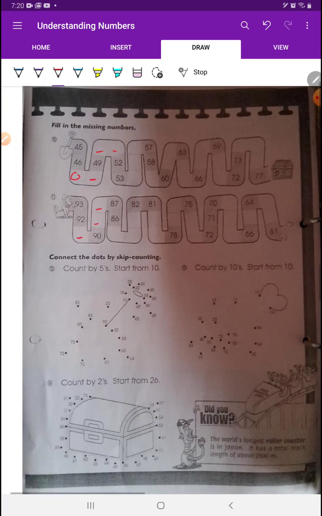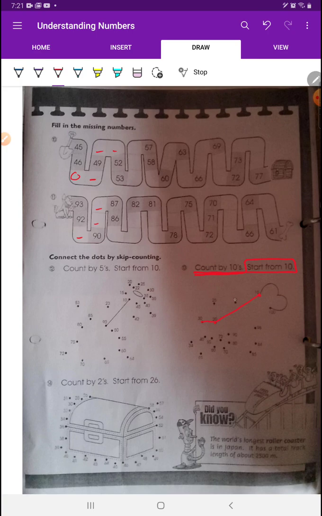Now this last one here, this is the main reason I wanted to talk to you about this page, because it's really easy to get confused. This one says count by 10, start with 10. So 10 is right here. That's simple. But we are counting by tens. When we count by tens, the next number is 20. And the number after that is 30.